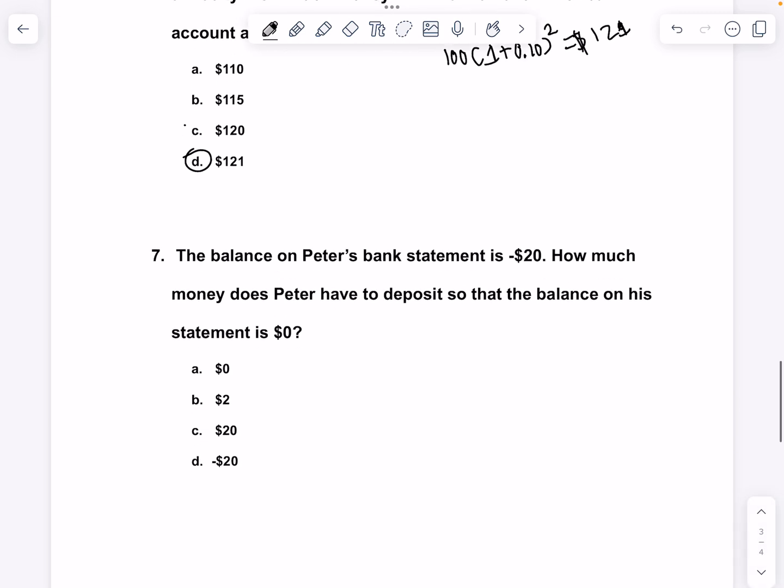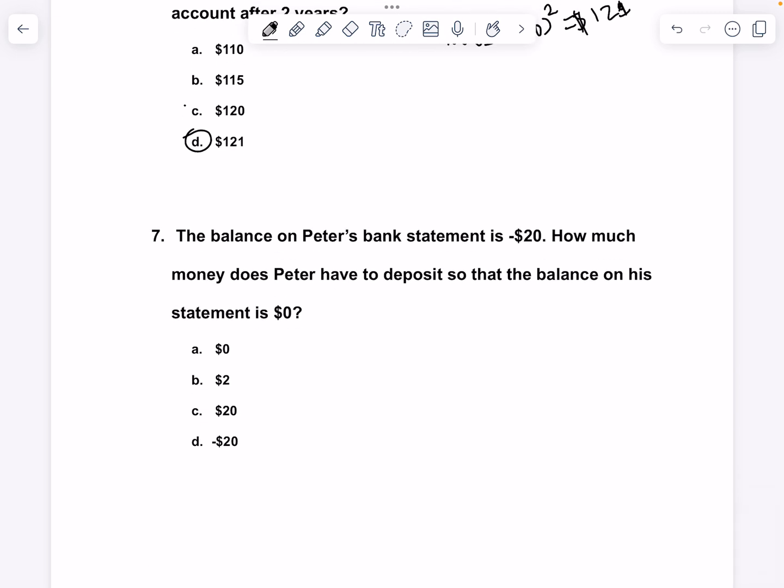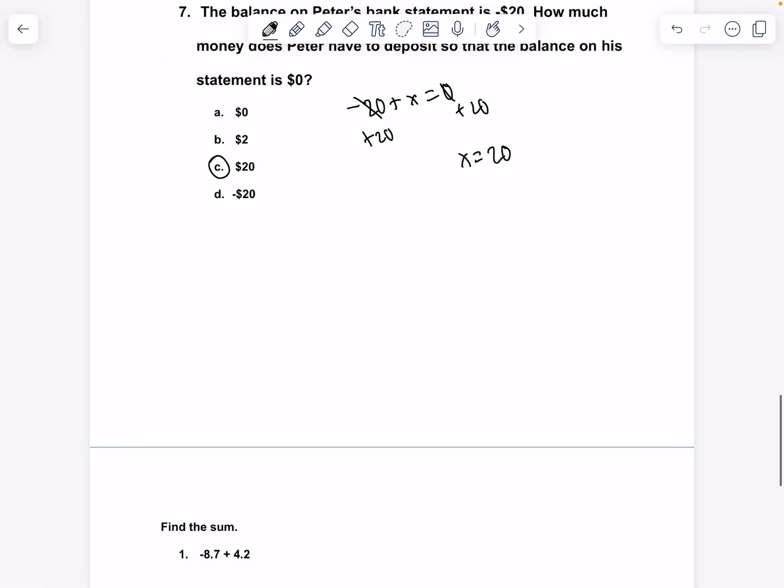Number 7, it says the balance on Peter's bank statement is -20, so -20. How much money does he have to deposit so that the balance on his statement is 0? So we need to add something to get $0. So we just add 20 on both sides. So we'll get x is equal to 20. So Peter needs $20 to make his statement $0.